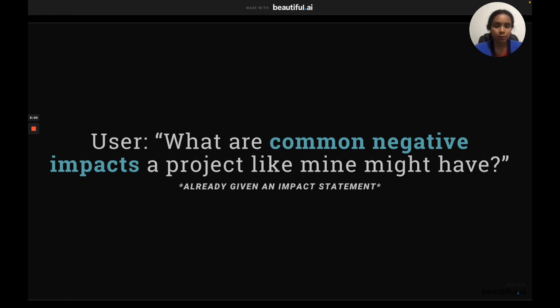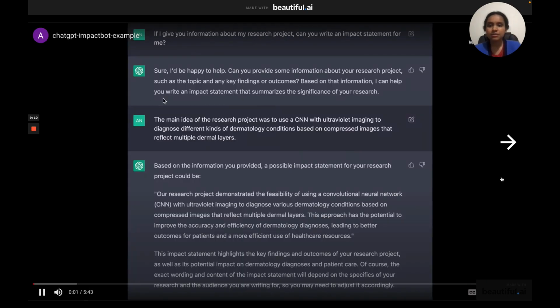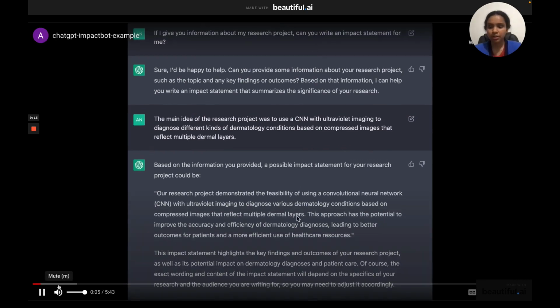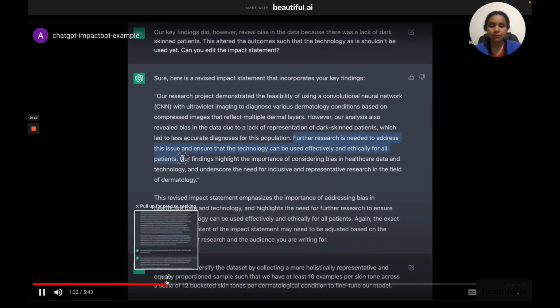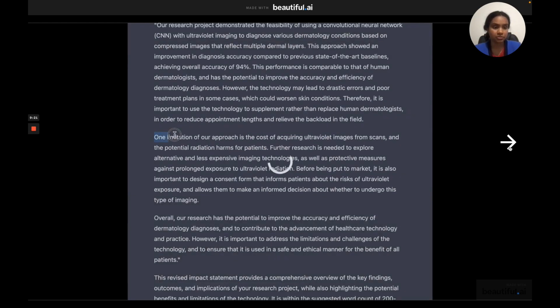Plus, the user might want more feedback, for example, asking for help on what common negative impacts are on a project like mine if GPT was already given the project. This is where ChatGPT comes into play. ChatGPT is able to take into account specific amounts of information, and as you provide more context, it can provide revisions and systems. This is extremely valuable for researchers in the field.